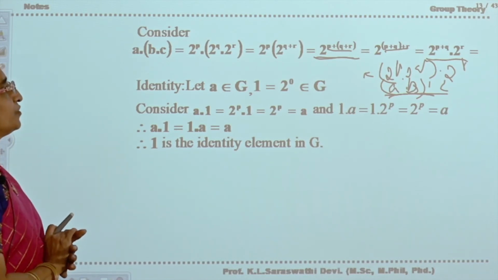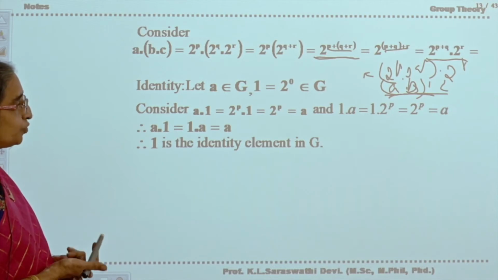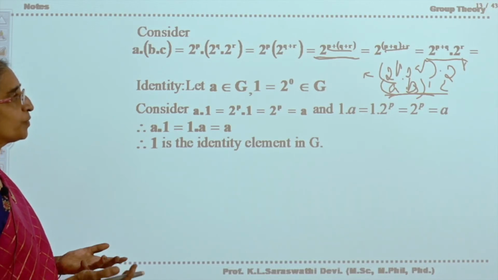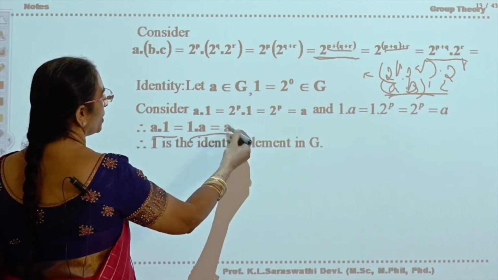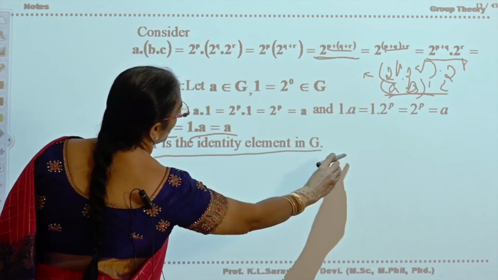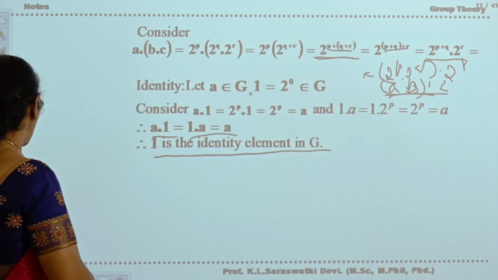Next, if you take 2 power 0, 1 belongs to G. A into 1: 2 power P into 2 power 0 is 2 power P plus 0, that is 2 power P. So, A into 1, 1 into A is equal to A. 1 is the identity element in G. Okay? 1 is the identity element in G.